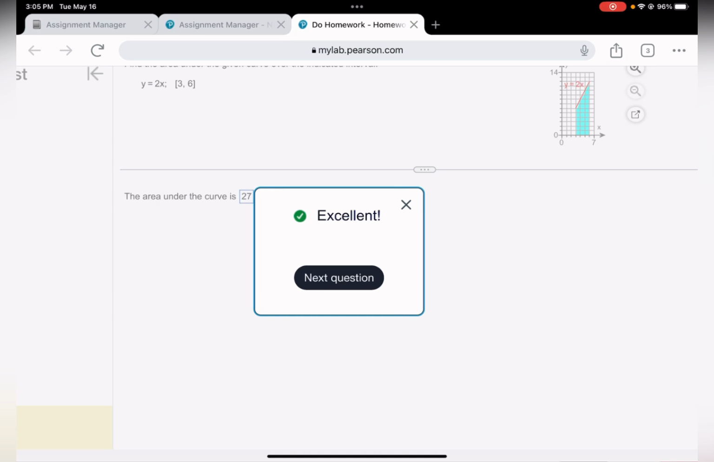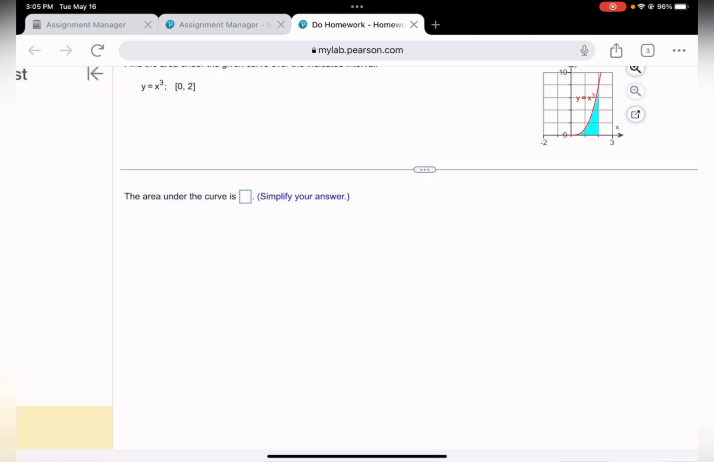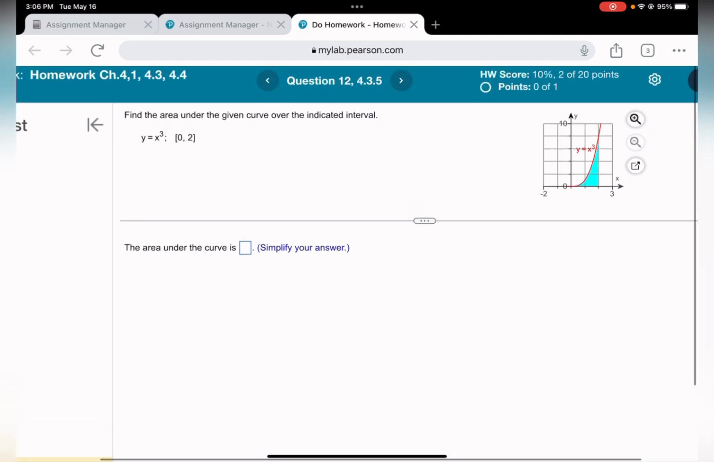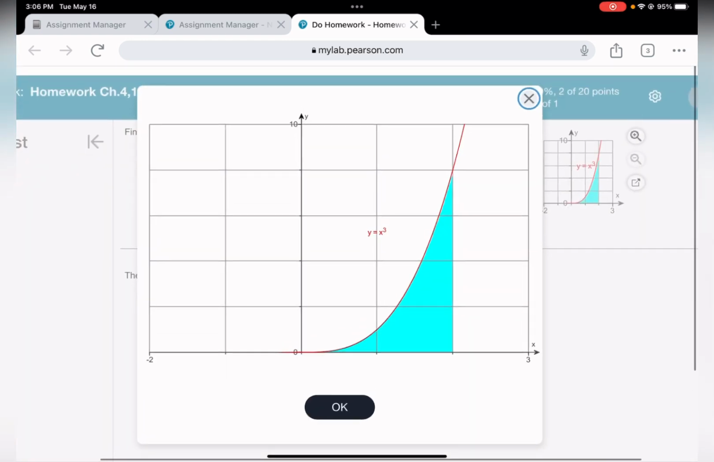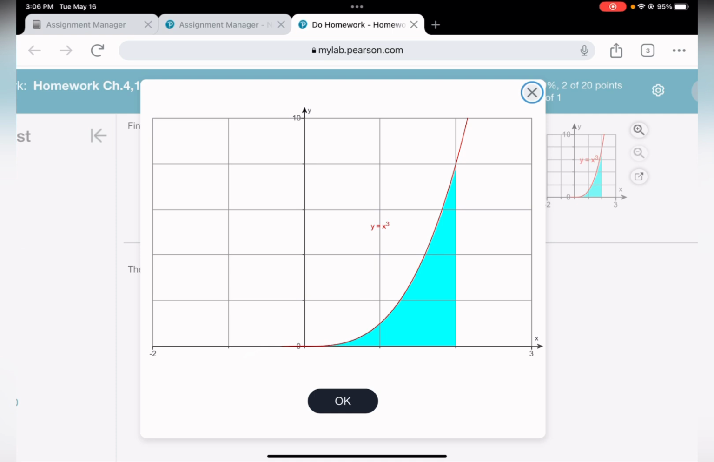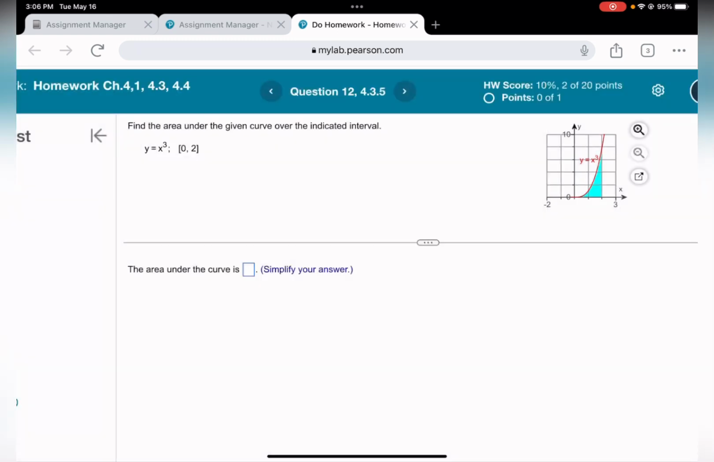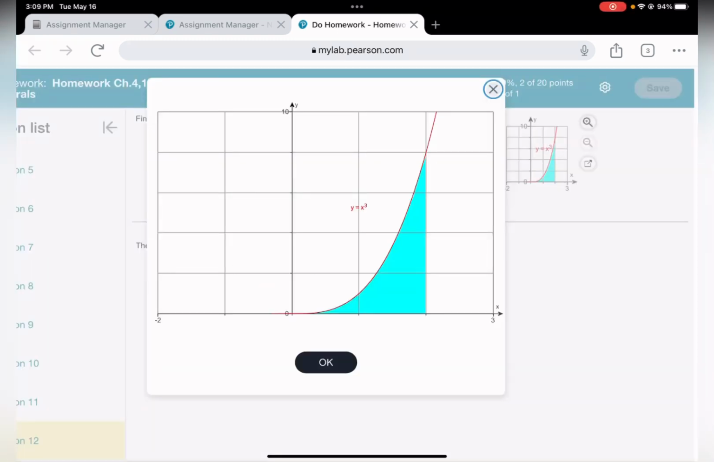Excellent. Moving to question number 12. Let's see what we have here. All right. So we're going to work with x cube, and this is the shape of x cube. It should continue going down, it just has only the first half, the positive half. That's all right. So let's figure it out.